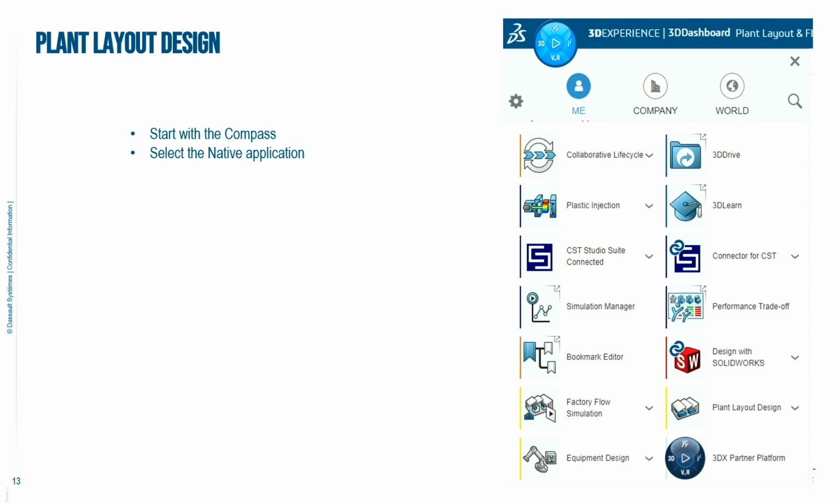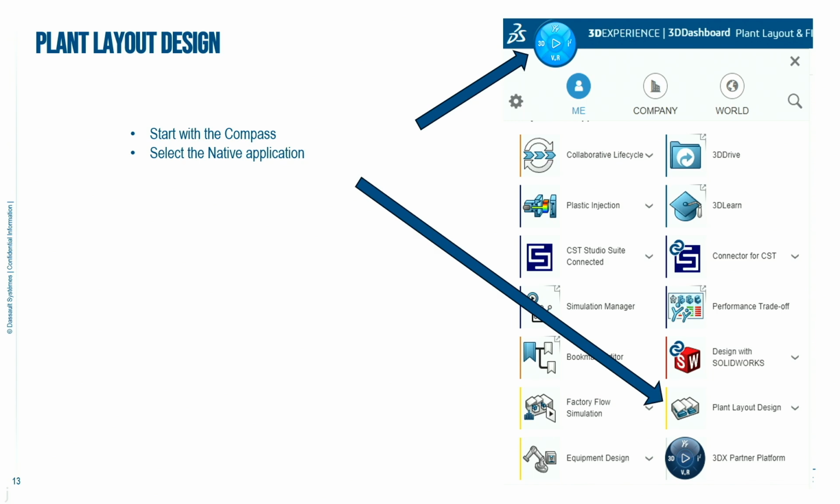So how do we start plant layout design? We start with the compass. Our compass is where you start in the 3D Experience platform, if anybody uses the platform. So that's where you start, and then we're going to select the native application. What's a native application, Don?